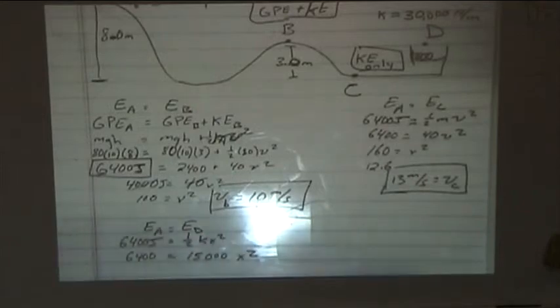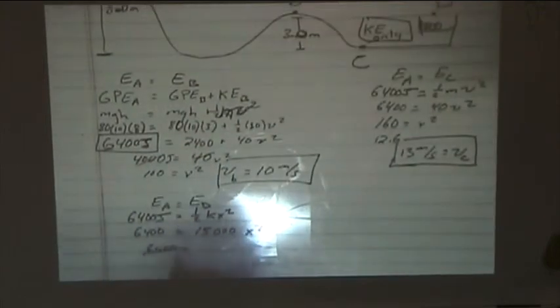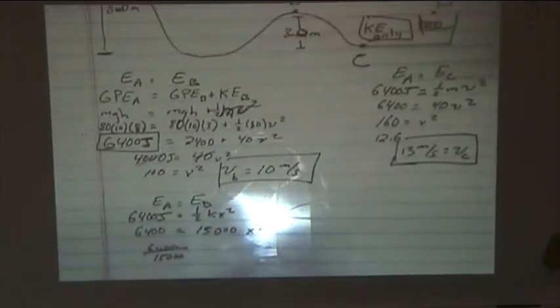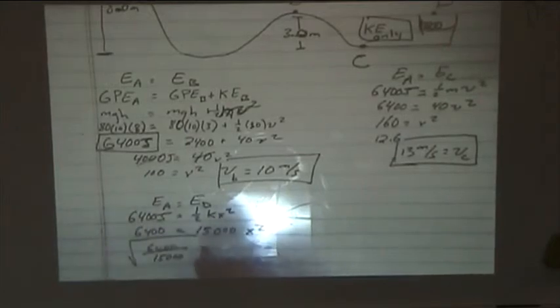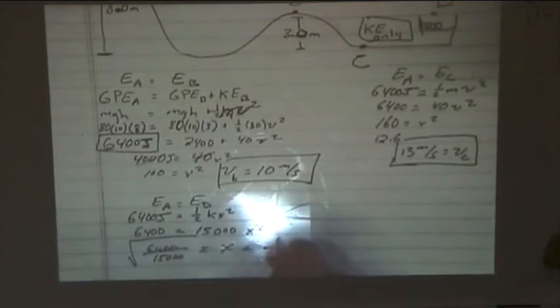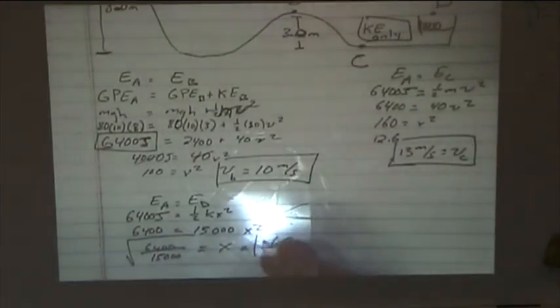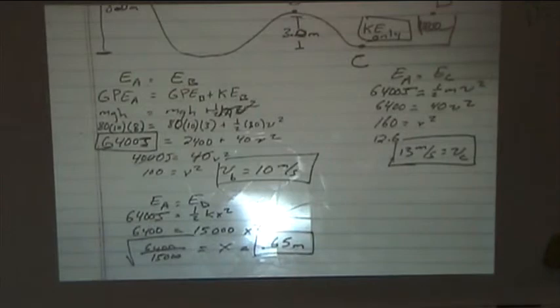And so by the time you do some algebra, 6,400 divided by 15,000, take a big square root of it to equal x, you're going to come up with 0.65 meters. And that would be the distance that the spring is compressed as it stops our sledder.